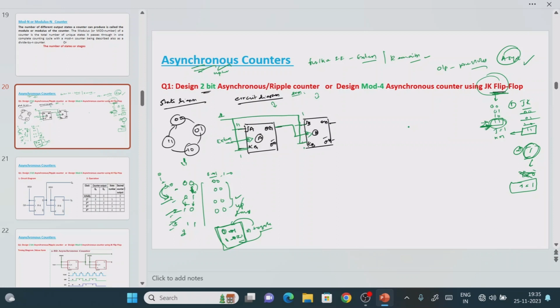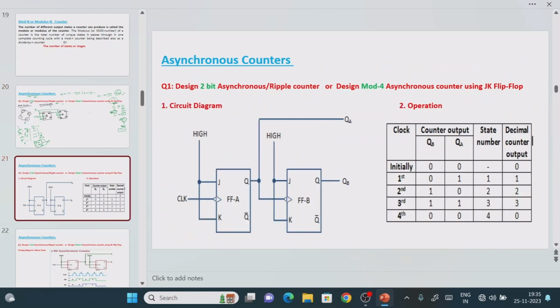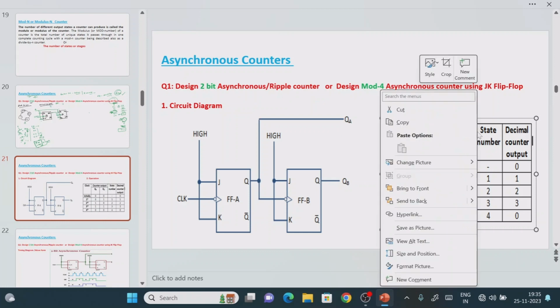Now we will see the operation of the 2-bit asynchronous counter. First let me explain the operation, then again I will explain it practically. Initially, how many flip-flops? 2 flip-flops, right? See that the first flip-flop output is connected to the second flip-flop clock pulse. If JA KA is connected to 1 and JB KB is connected to 1, then this is called the asynchronous counter.